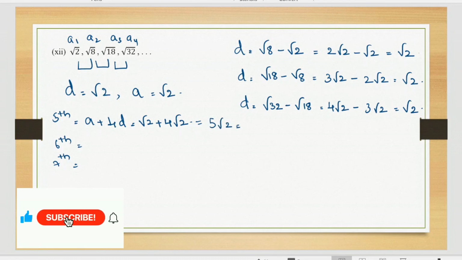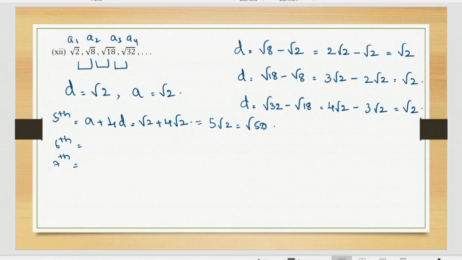So 5 root 2 can be taken as root 50. So how did we get this root 50? 5 root 2, right? So if we send this 5 inside the root, it will be 2 into 5 square, which is root 2 into 25. So 25 twos is root 50. Clear? This is how we got root 50.